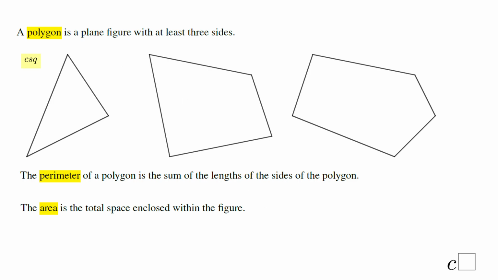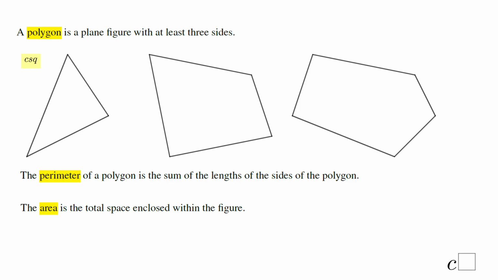In this lesson we're going to talk about two-dimensional figures, polygons, and we're going to talk about perimeter and area of polygons. Here you have three examples of polygons: a plane figure with at least three sides. We have one with three sides, a triangle, one with four sides, a quadrilateral, and one with five sides, which is called a pentagon.